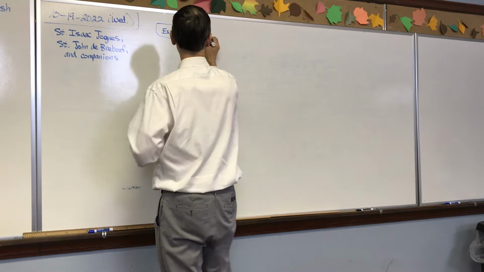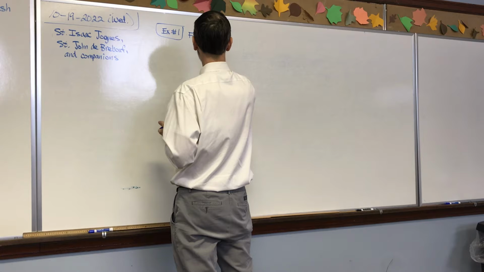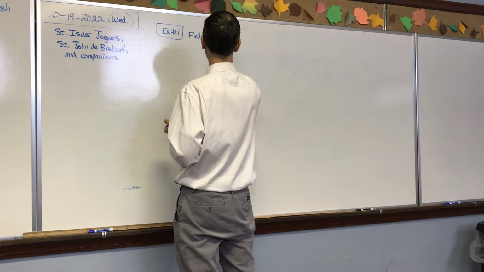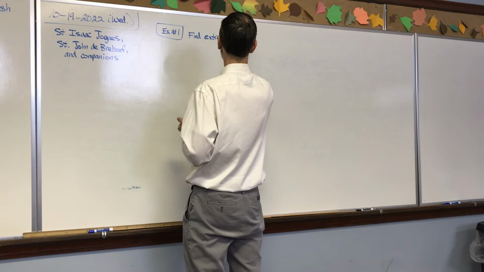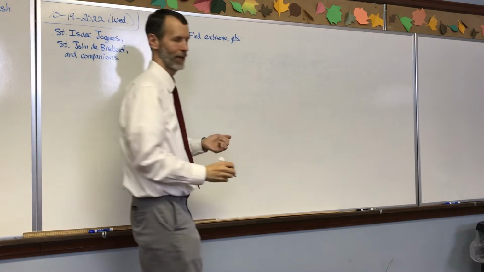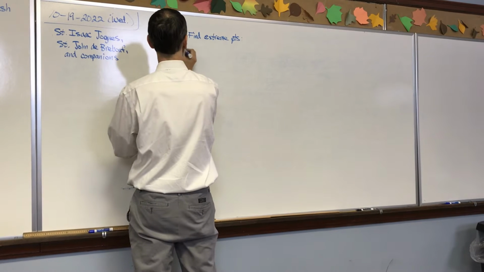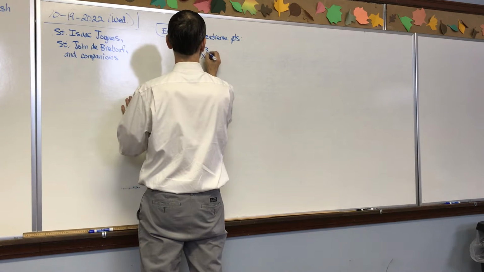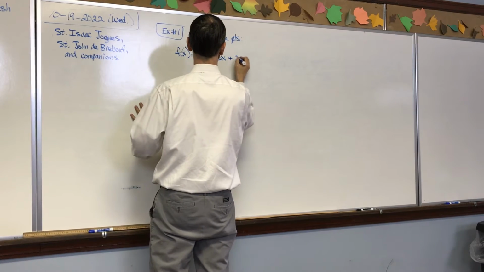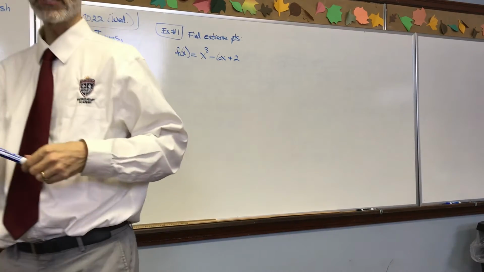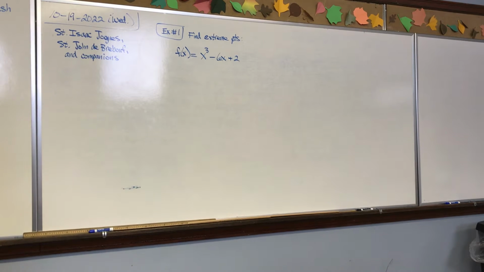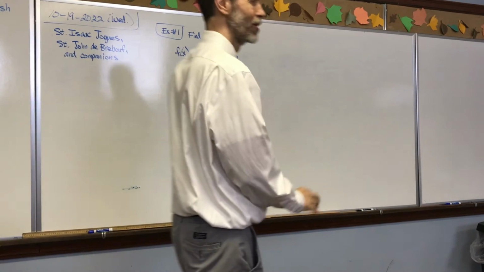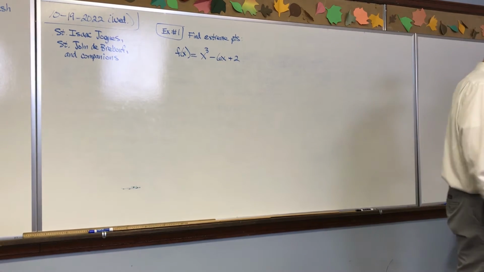Find the extreme points of the following: x cubed minus 6x plus 2. Have your calculator handy. We're not going to use it yet, but have it accessible. For this first part, I would appreciate if you did not draft this yet. I want to see if we can do it just on our own steam.